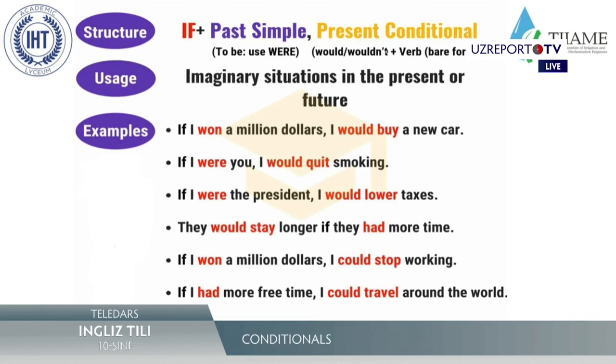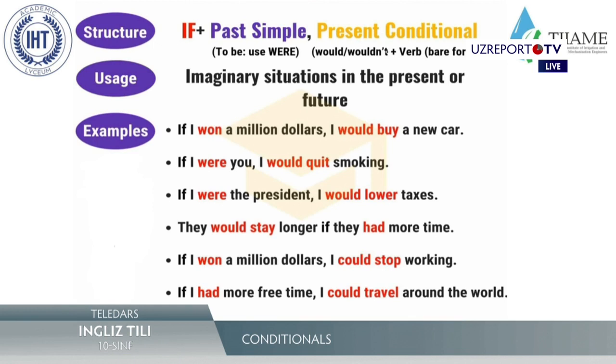Let's look at our usage. So the usage is imaginary situations in the present or future. Imaginary. We imagine something. We plan something, if we could do it, of course. So, for example, if I won $1 million, I would buy a new car. If I won, I could, but it's my dream, it's my imaginary thoughts, which are not true now, and I just dream about this. Or, if I were you, I would quit smoking.